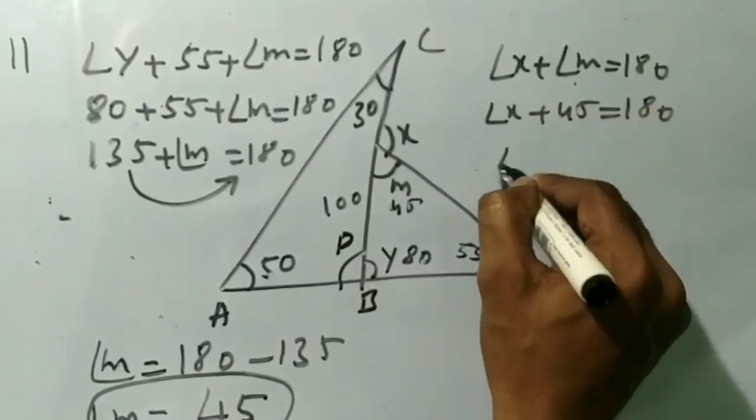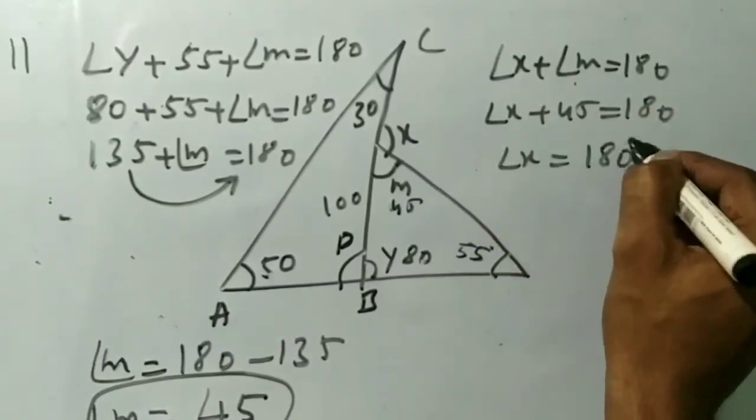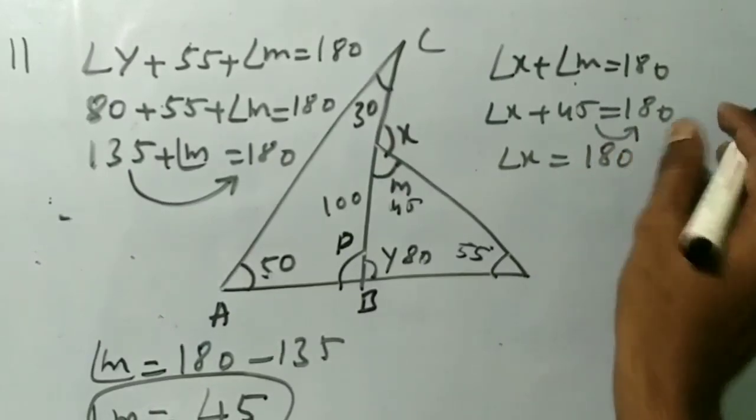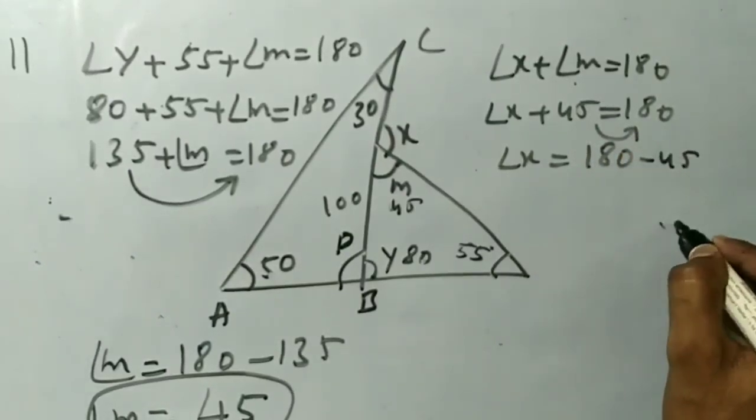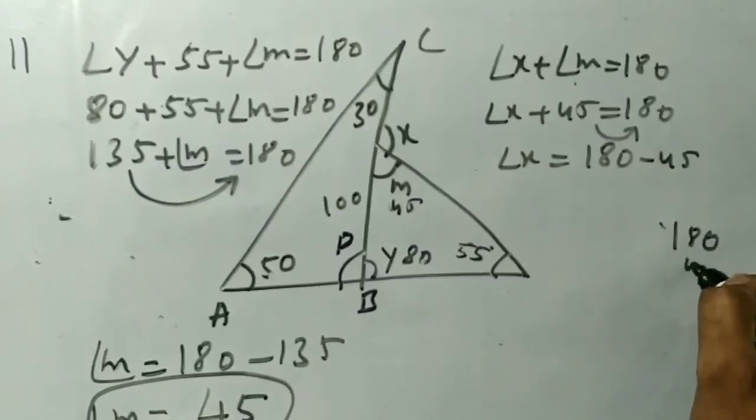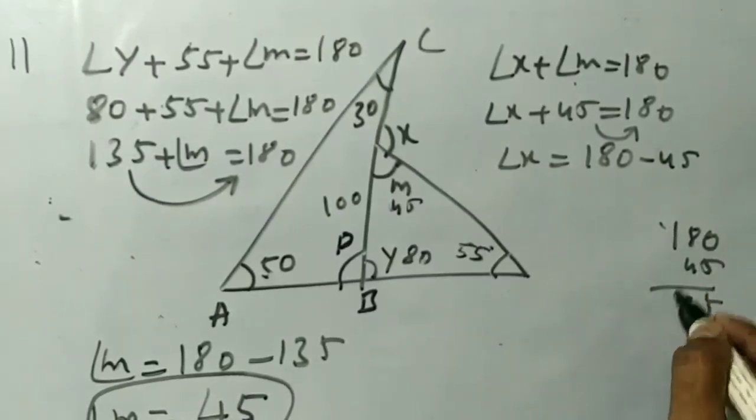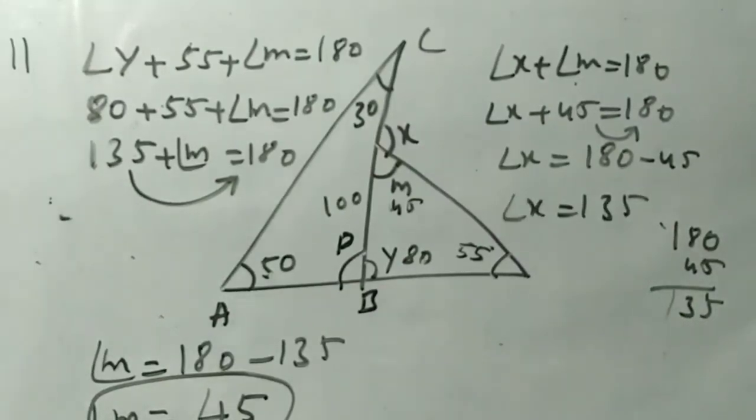That is angle X is equal to 180 minus 45. 10 minus 5 is 5, and 7 minus 5 is 2, so 0. That is 135, I think. 135. So angle X is equal to 135. So if you know the basics of triangles well, you can do any problem of all the exercises. That's why the basics play a key role.